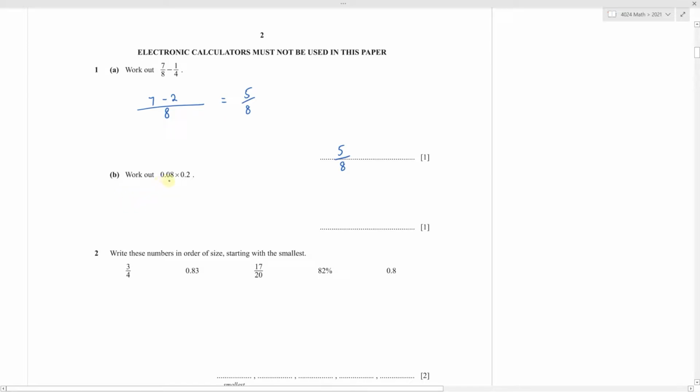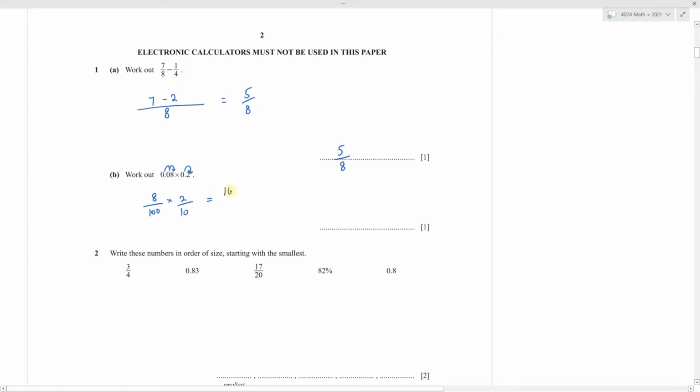Part B is work out 0.08 multiplied by 0.2. So what I do is I remove the decimals to make this multiplication easier. To remove this, I'll have to move it 2 places to the right. So that means I will get 8 over 100. You add 2 zeros for the 2 places you moved right. For this, I'll move just 1 place to the right. So this will be 2 over 10.